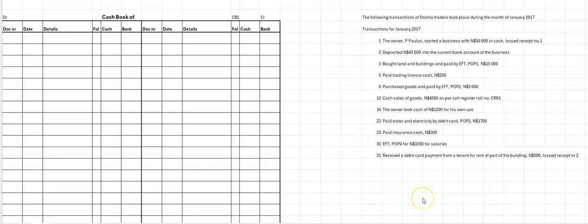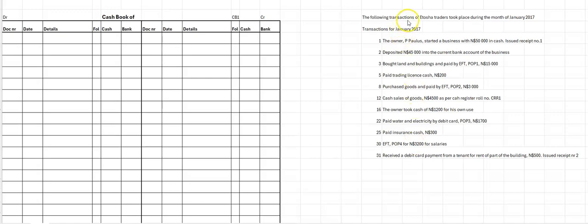Welcome back. Here we're going to do the exercise to see how we need to enter our transactions into our cash book. Okay, so in our instruction it says the following transactions of Etosha Traders took place during the month of January 2017. So what I like to do normally is read through the transactions first and make small notes here and there to make my life a little bit easier.